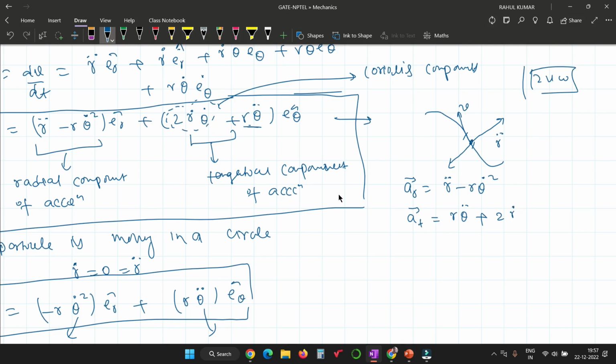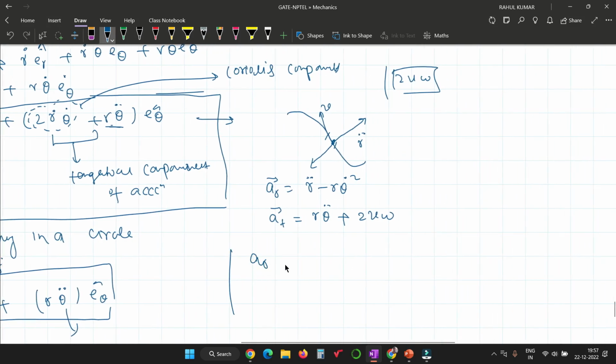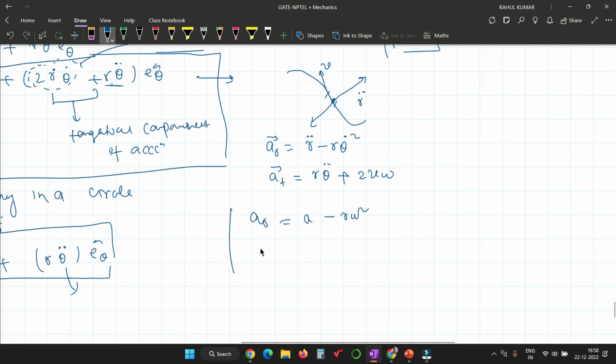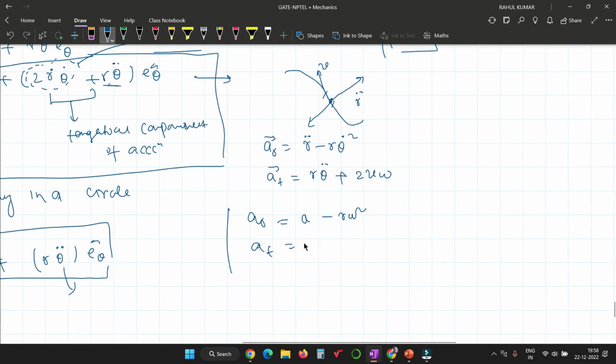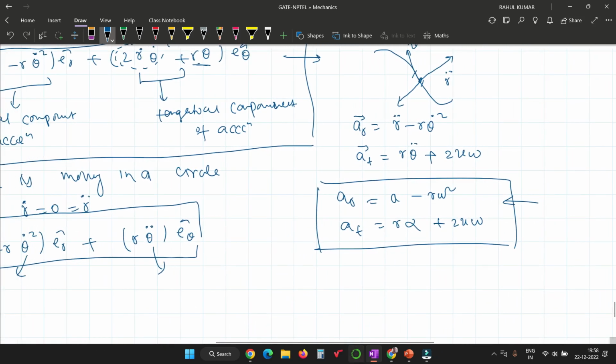So in simple terms I write 2v omega, and in simple terms writing, ar is nothing but a, minus r omega square. And at is r alpha, plus 2v omega. Now this becomes easy to remember.